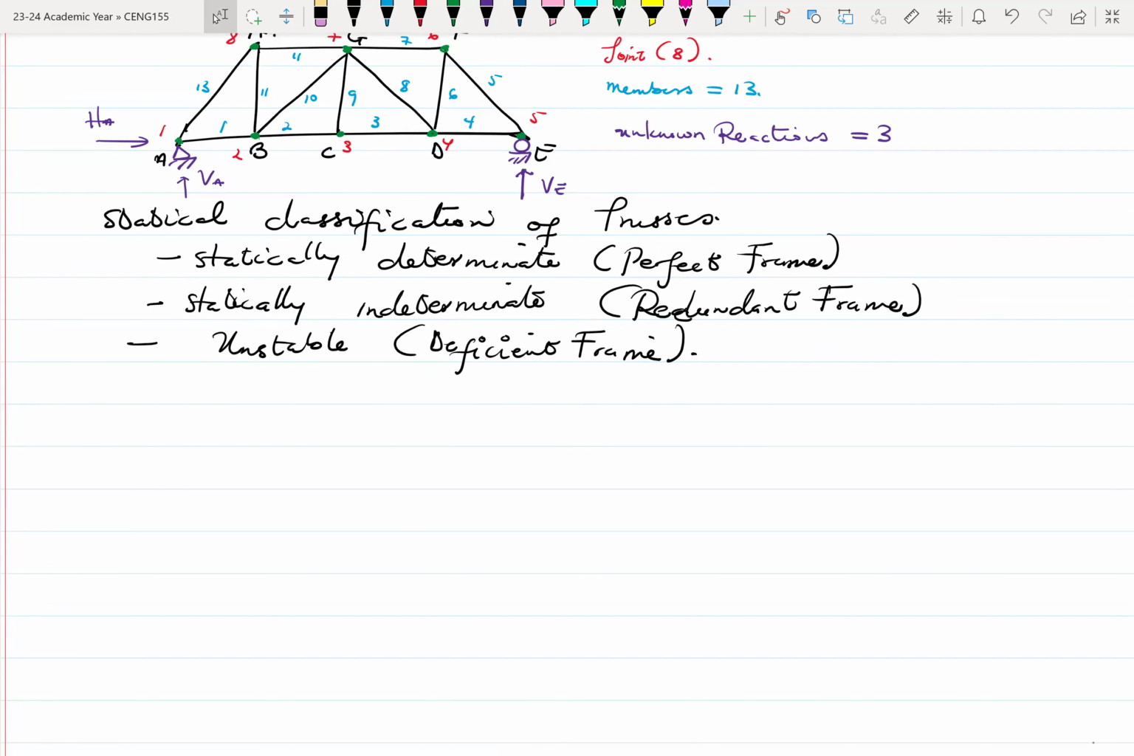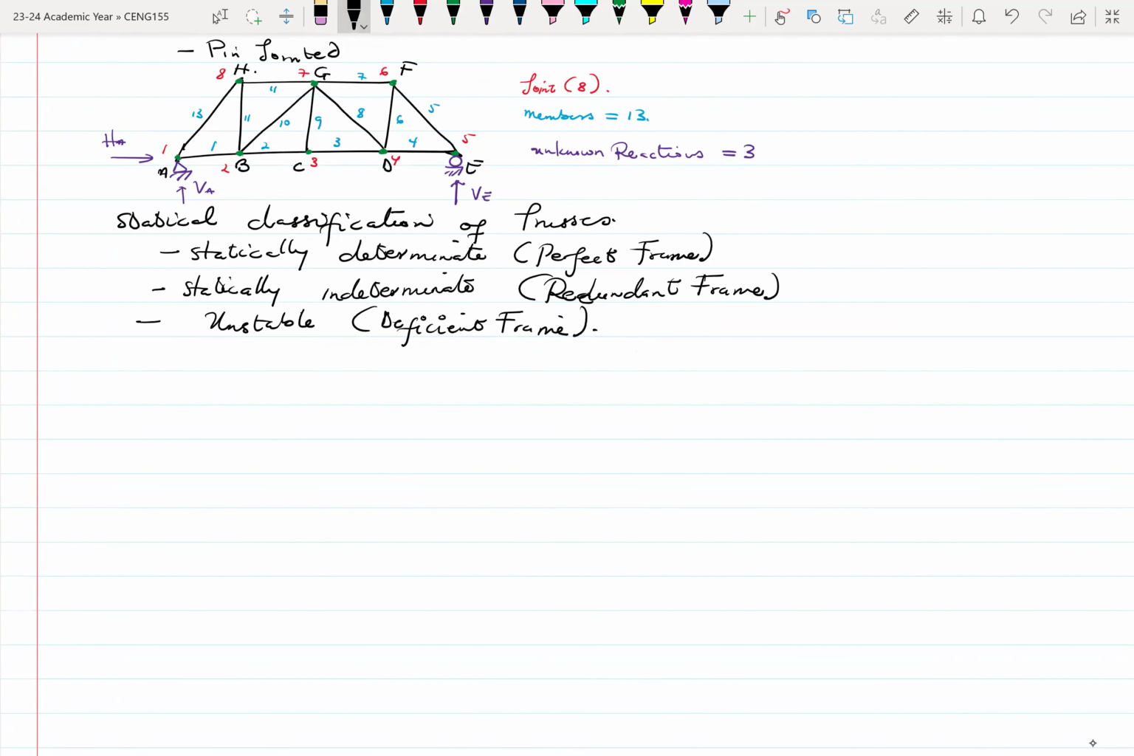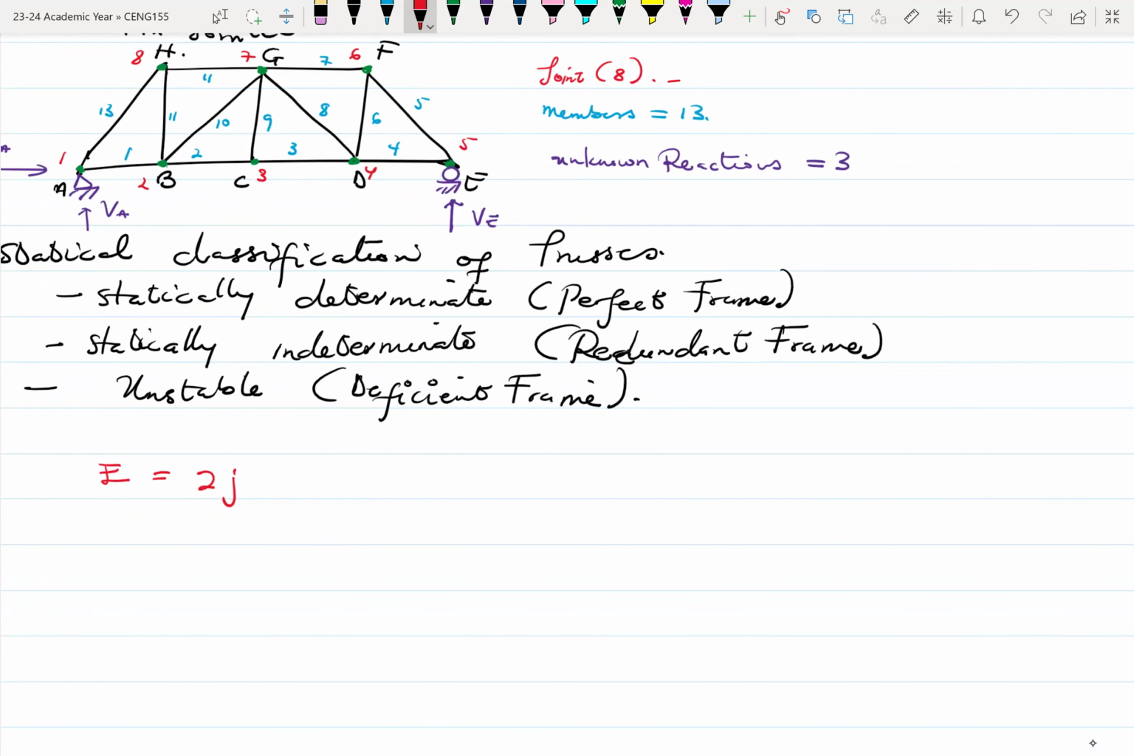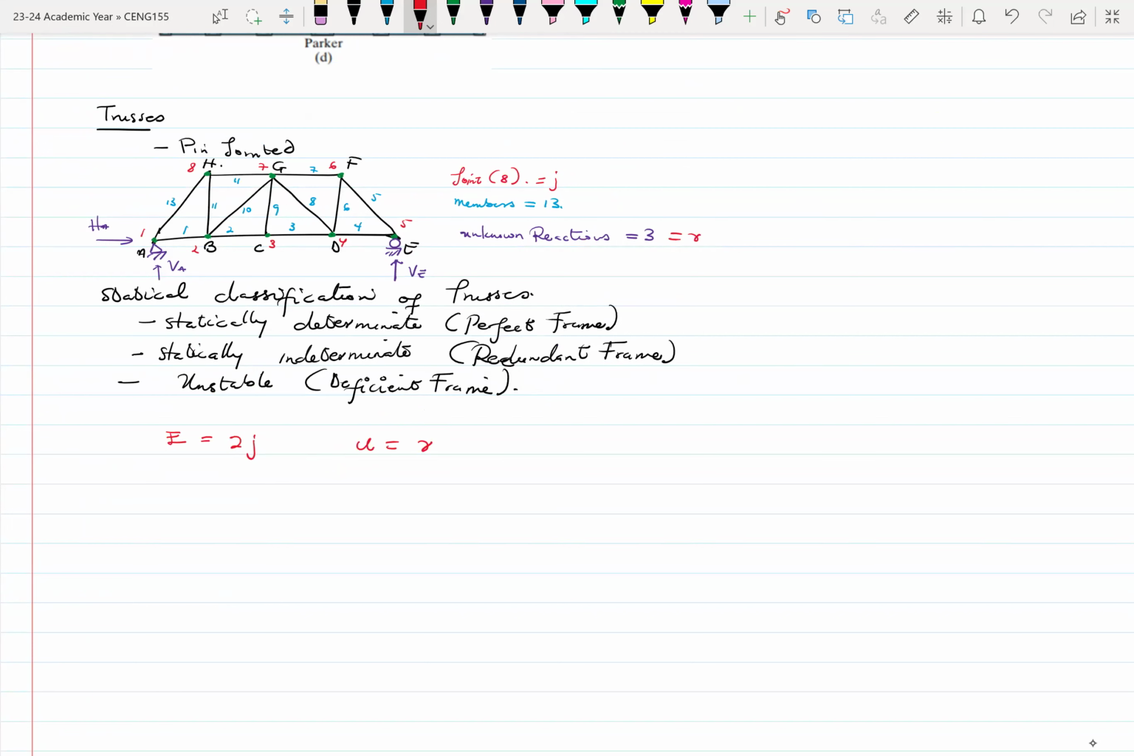So if we want to determine whether our structure is statically determinate or otherwise, we have a series of things to look at. Our equations E, which I'll explain shortly, is equal to 2 times the number of joints. The number of joints, let's call that small letter J, so 2 times the number of joints. Then our total number of unknowns U will be equal to the unknown reactions R plus the number of members M.